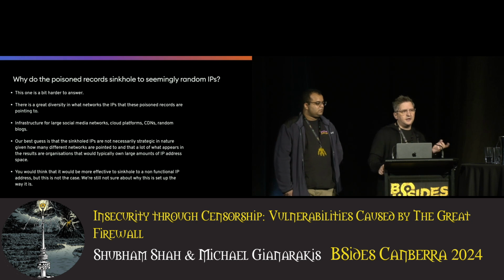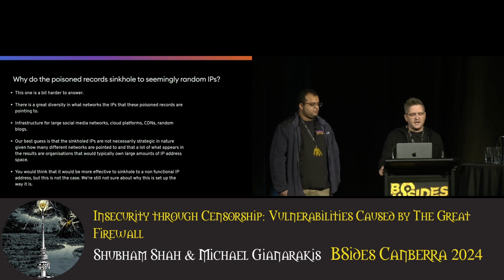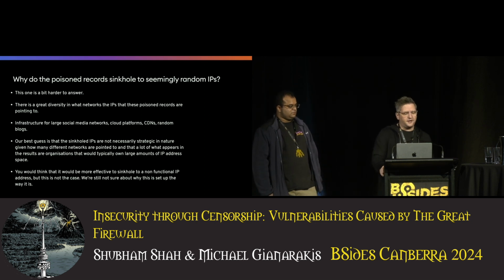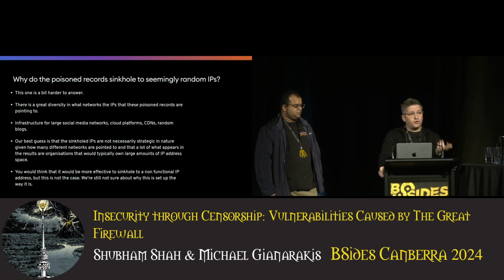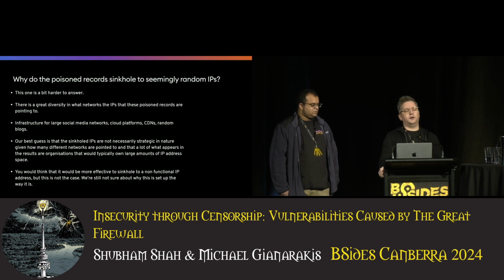But the next question is more of an interesting one. It's like, why do the poison records not sinkhole to a non-functional IP, right? That would seem to be more effective with this. Why is it going to all this random IP space, which is actual stuff that's in use by other companies? And there's a great diversity in the networks that these poison records are pointing to. Stuff like large social media networks, cloud platforms, CDNs, even random blogs. And so our best guess is that these sinkholed IPs are not necessarily strategic. Like, it's not intentional that they're pointing to anything specific.